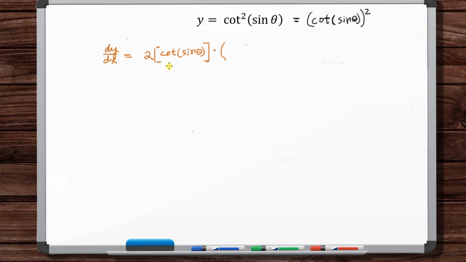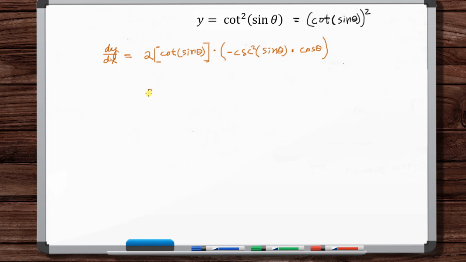I don't know this off the top of my head, but you can look this up. The derivative of cotangent of x with respect to x is minus cosecant squared of x. So the derivative of cotangent of something is minus cosecant squared of that something, but then times, again, the derivative of that something, the derivative of sine of theta, which is cosine of theta. Okay? So that's it. That's your derivative.